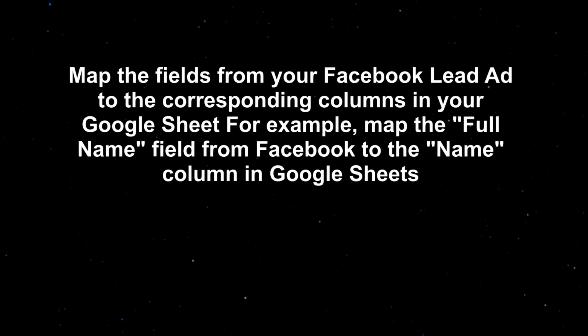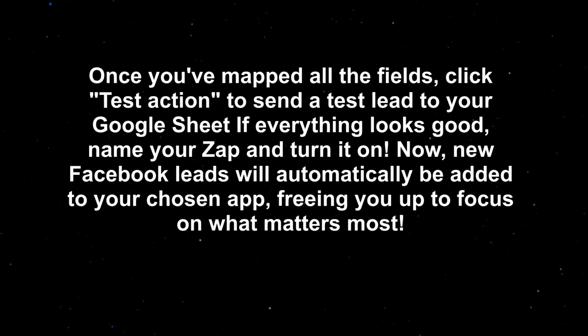Map the fields from your Facebook lead ad to the corresponding columns in your Google Sheet. For example, map the full name field from Facebook to the name column in Google Sheets. Once you've mapped all the fields, click Test Action to send a test lead to your Google Sheet. If everything looks good, name your Zap and turn it on. Now, new Facebook leads will automatically be added to your chosen app, freeing you up to focus on what matters most.